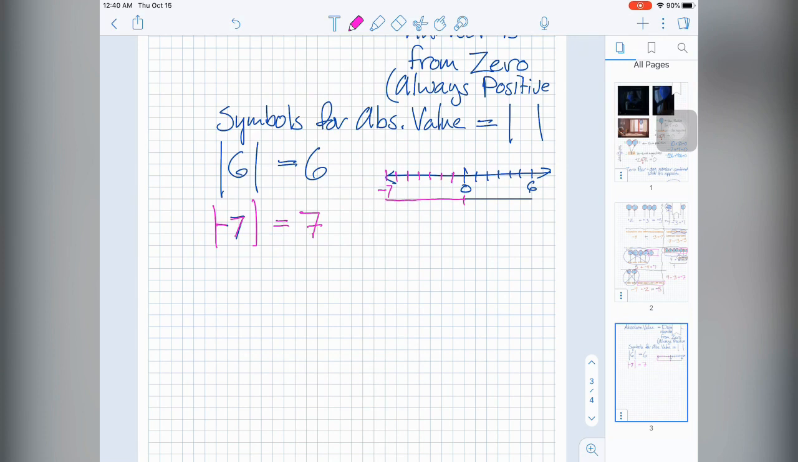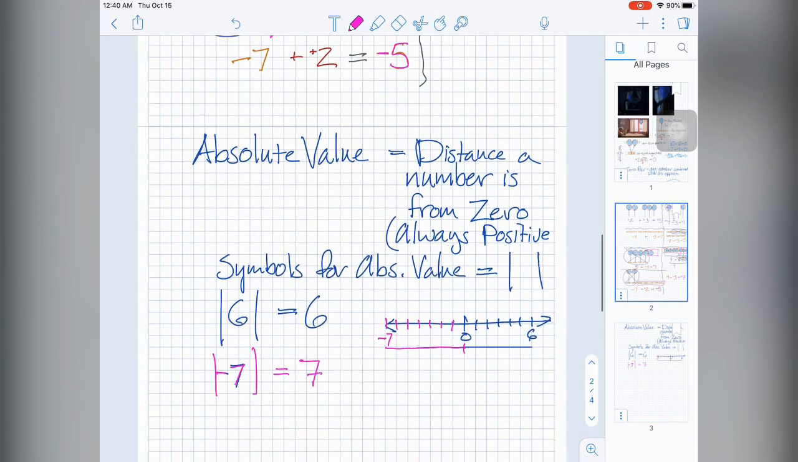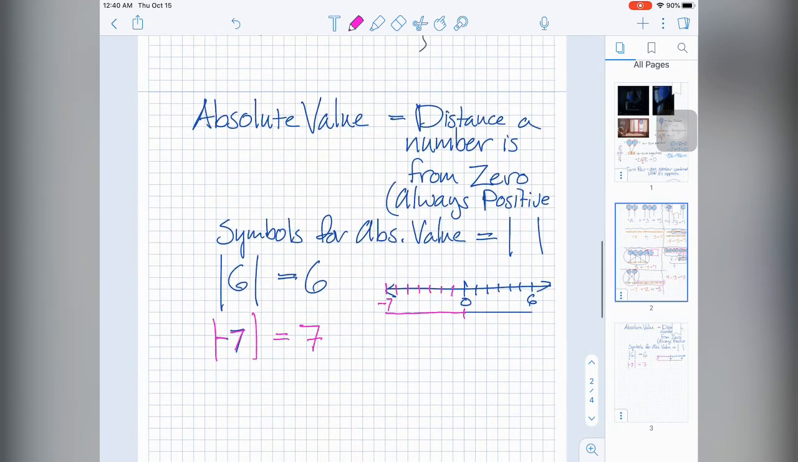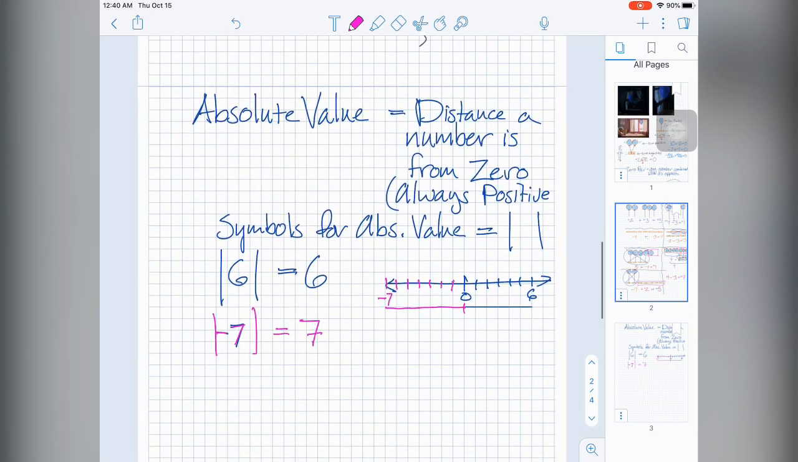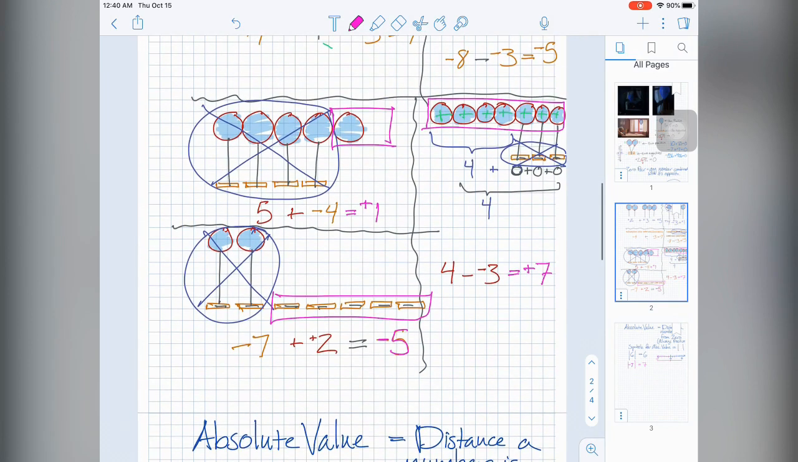So we care about that a little bit as we go through this year. But that is one really important thing to think about, the absolute value. The reason that we're going to talk about that here is because one of the patterns that hopefully you'll notice is that when I look at these problems, it's really just subtraction.